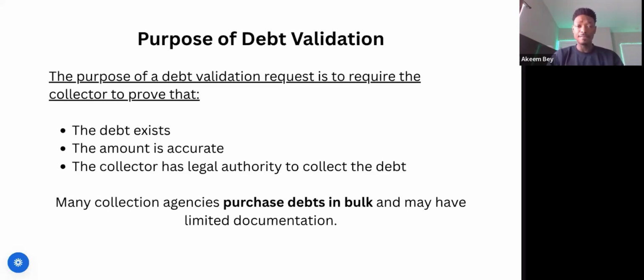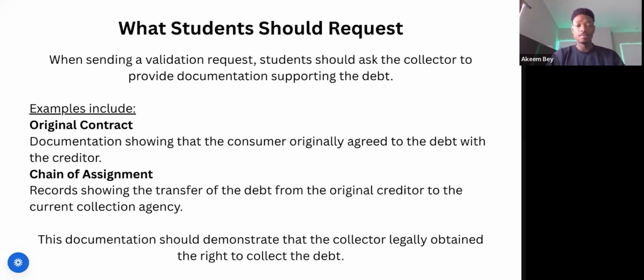Now, the purpose of the debt validation letter is to require that the collector prove that the debt actually exists, that the amount is accurate, and that the collector has the legal authority, according to the FDCPA, to actually collect on that debt. Many collection agencies purchase debts in bulk, and they may have limited documentation. This is where we're able to trip up a lot of these debt collectors with the debt validation letter.